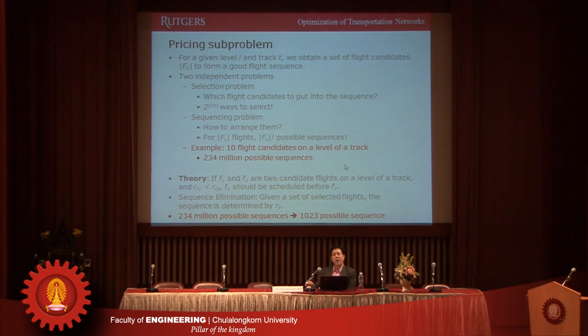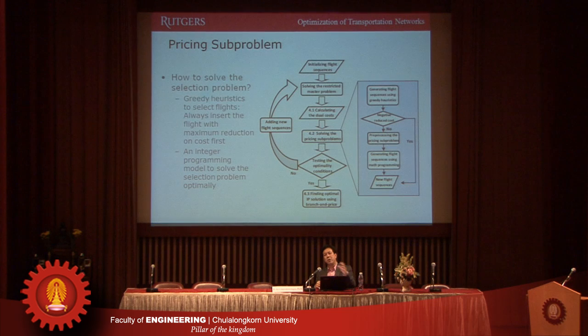But then we can use the theory on machine scheduling, because when you put in a sequence, you actually put a job in sequence. So we use a simple theory on machine scheduling. We can reduce from 234 million sequences to only 1,000 sequences. So basically, we combine different aspects of OR from manufacturing to flight scheduling to what have you.